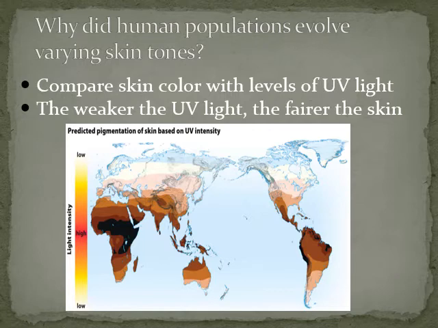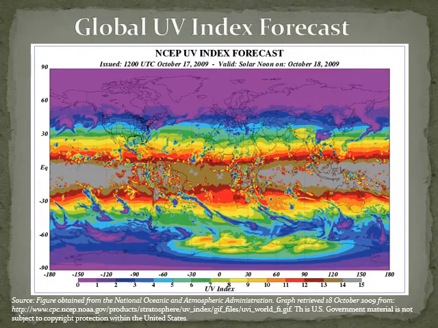Okay, so again, why did we evolve these varying skin tones? So researchers kind of asked this, and they were wondering if there was actually a hypothesis for it, if this was all sort of just a coincidence. So they started looking at where you see these different skin tones and what might be the possible reason for where you see them. And they noticed that when you compare the skin color with the levels of UV light, the weaker the UV light, the fairer the skin. So you can see weaker UV up here and down here, whereas right here, kind of in the tropics and near the equator, we've got really high UV. Okay, and that's where we're seeing our darker skinned individuals.